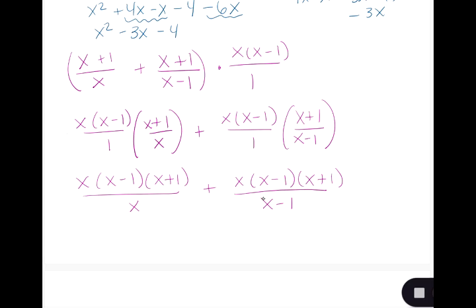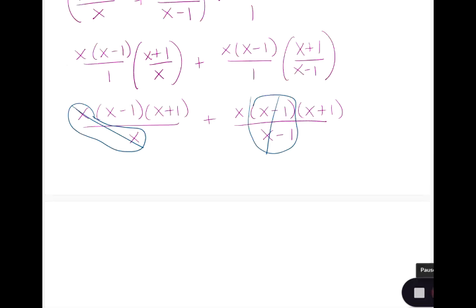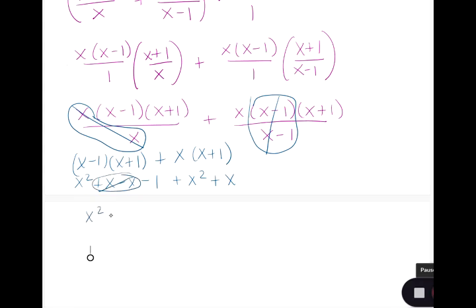All right, now again, we're going to look at what can cancel. We have an x over an x again. That one's gone, and an x plus 1 over an x plus 1. All right, so now when we take down what we have, an x minus 1 times an x plus 1 plus an x times an x plus 1. Okay, if we FOIL this out, we get x squared plus x minus x minus 1 plus x squared plus x. Difference of squares here, so this cancels out. I'm left with x squared minus 1 plus x squared plus x.